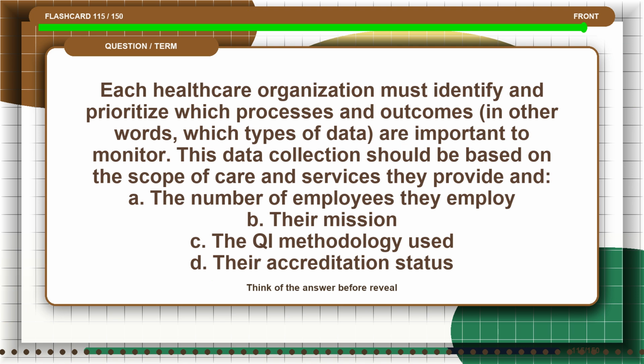Flashcard 115. Each healthcare organization must identify and prioritize which processes and outcomes, in other words, which types of data are important to monitor. This data collection should be based on the scope of care and services they provide and: A. The number of employees they employ. B. Their mission. C. The CAHIIM methodology used. D. Their accreditation status. Think of the answer before the reveal.